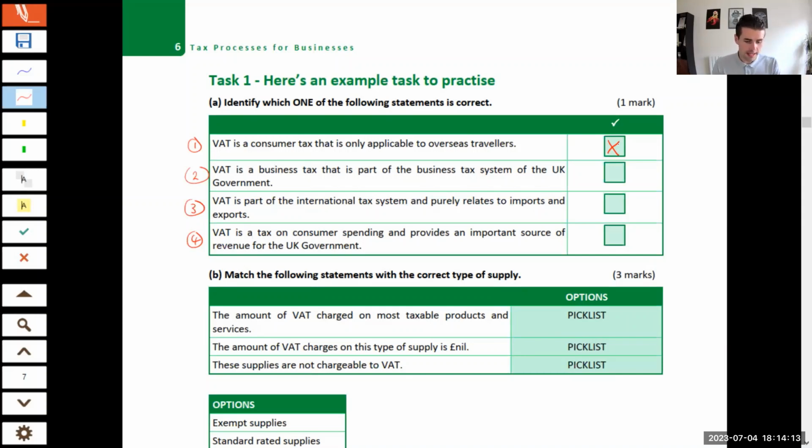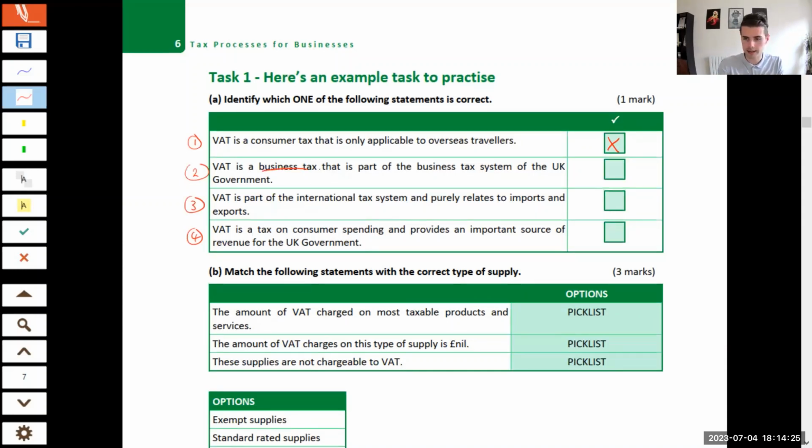Number 2, VAT is a business tax that is part of the business tax system of the UK government. Well, it is a tax. It's relevant to the UK government, but it isn't a business tax, is it? That's not correct. If it was a business tax, spoiler alert, we'd probably be dealing with it in the business tax unit, wouldn't we? Business tax is, as the name implies, looking at the taxation of different types of businesses. You're dealing with things like capital gains, a multitude of things like corporation tax. VAT is not part of that. VAT, if anything, is a consumer tax, just not on overseas.